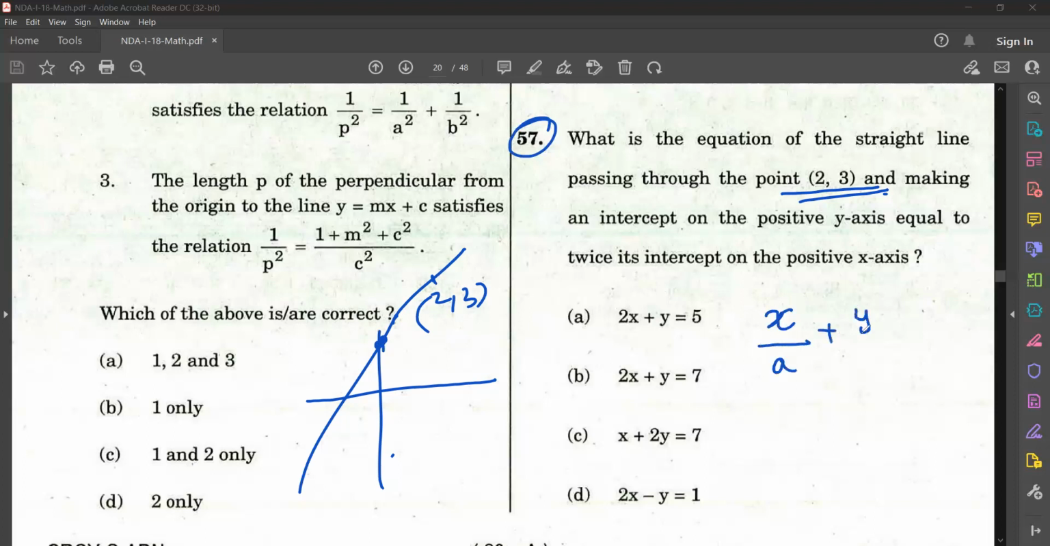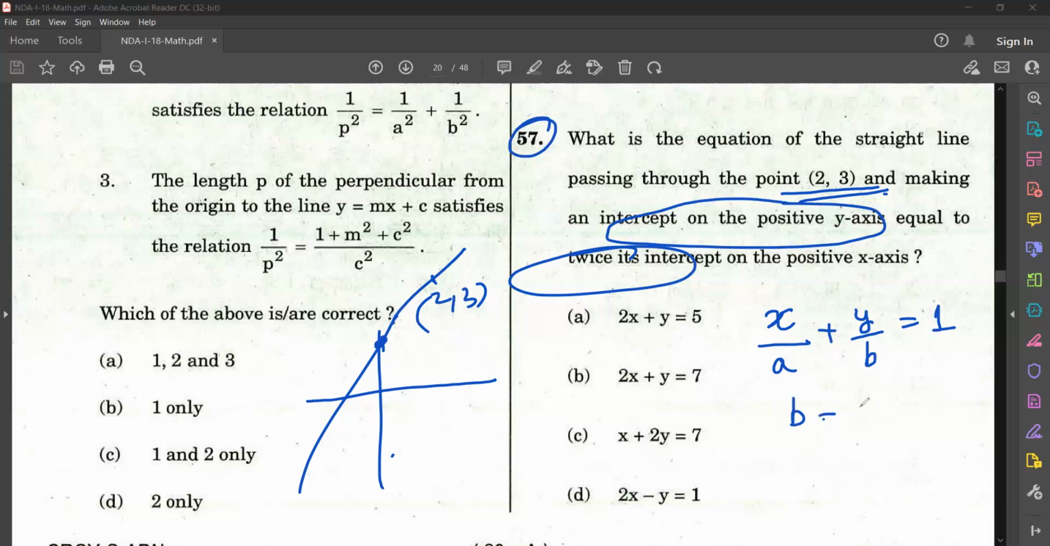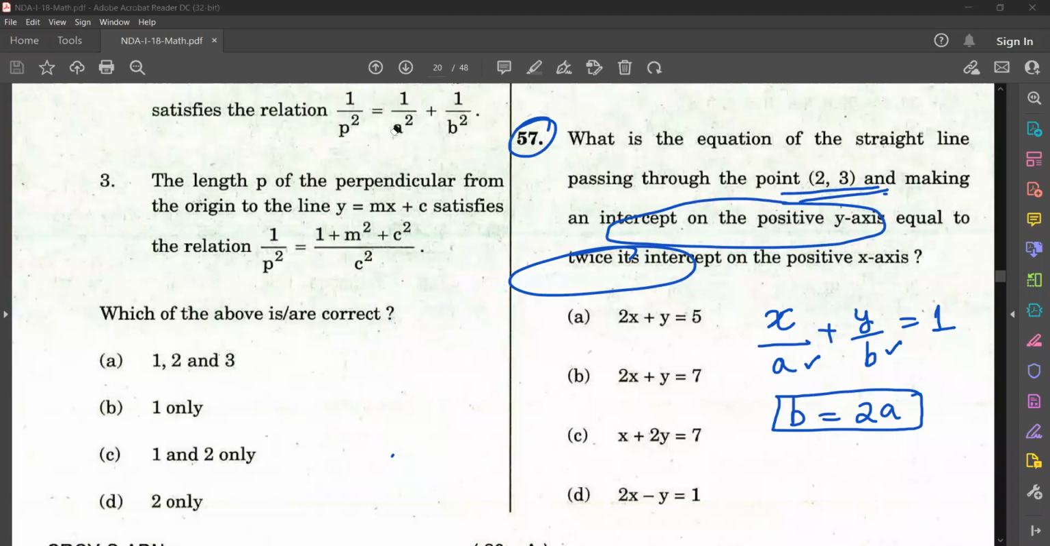X by a plus y by b is equal to 1. So here, what is the relation they are giving? Intercept on y-axis is twice intercept on x-axis. That means b is equal to 2a. That is the relation they have given.